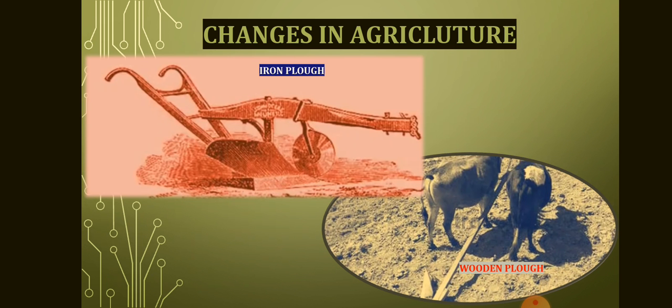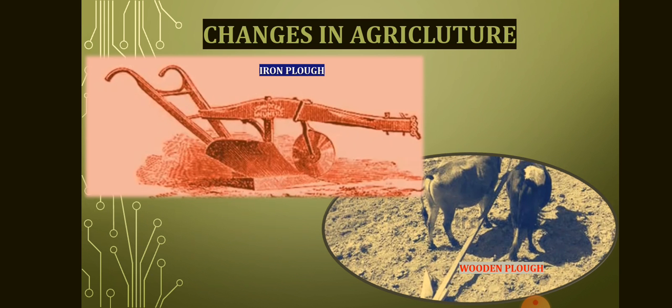Changes in agriculture. There were two major changes in agriculture around this time. One was the growing use of iron plowshares. This meant that heavy clayey soil could be turned over better than with a wooden plowshare, so that more grain could be produced. Secondly, people began transplanting paddy.